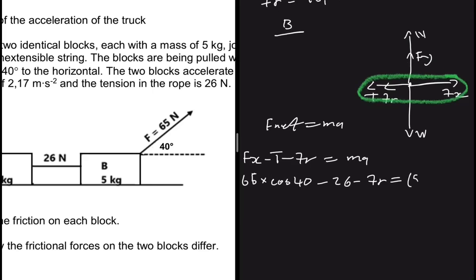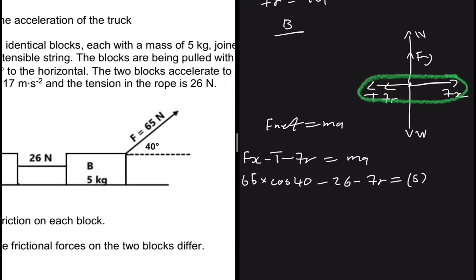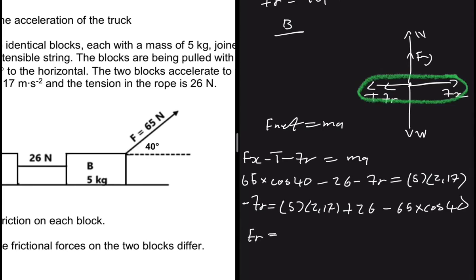Our mass is 5 kgs and our acceleration is 2.17. So we're going to say minus frictional force is equal to 5 multiplied by 2.17 plus 26 minus 65 multiplied by cos of 40. Then you just put that in your calculator and it is easy to see that the frictional force acting on object B is 12.94 newtons.